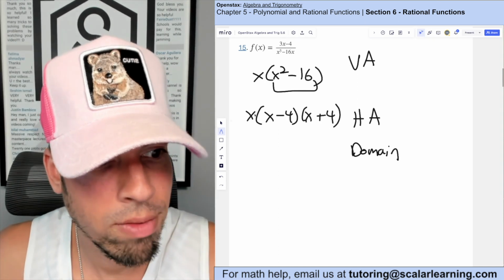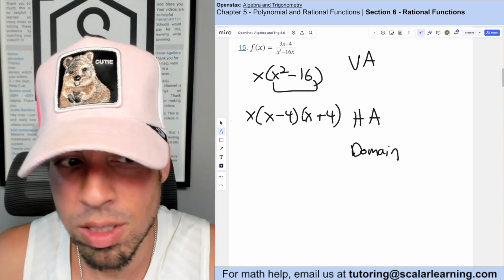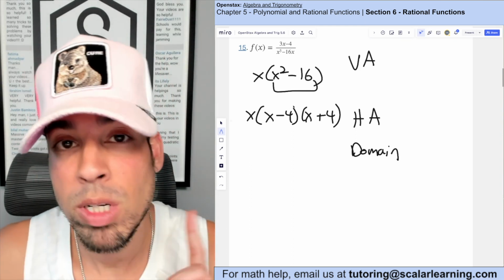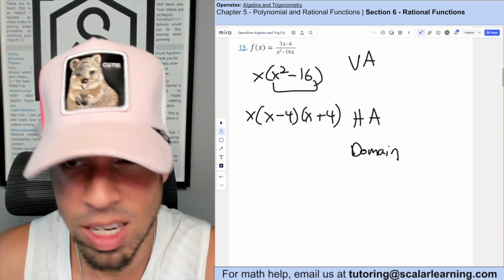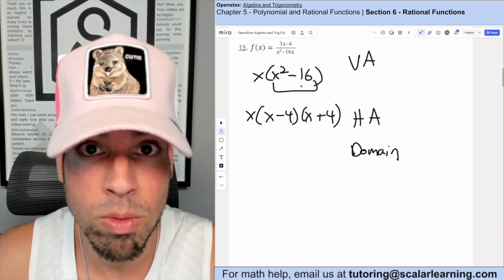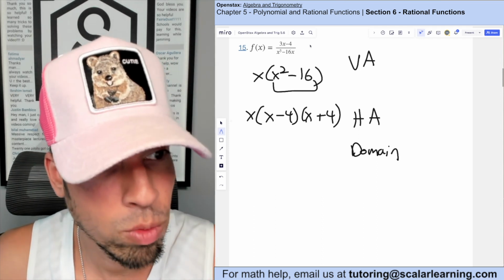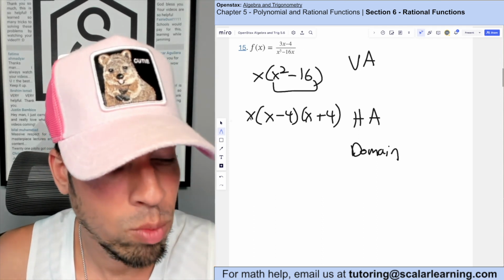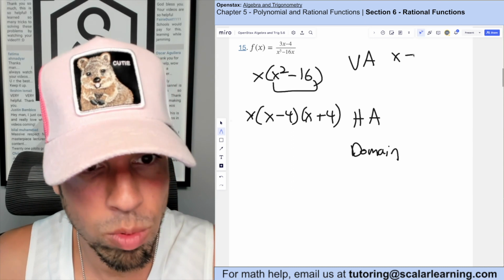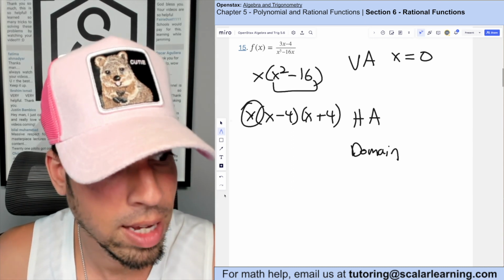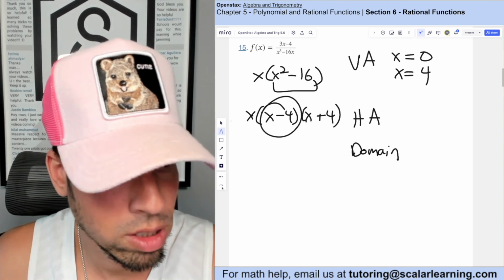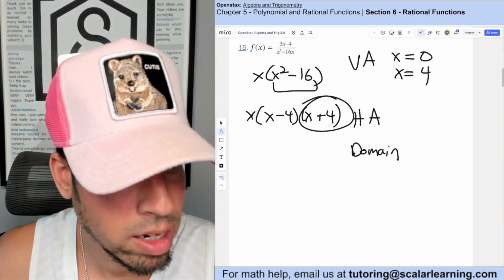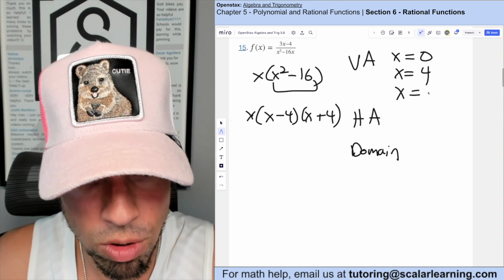All right, now we have 3 different spots where this thing is going to 0 out, right? And by the way, we do have to check with the numerator. If the numerator is factorable and something cancels out, then it's no longer a vertical asymptote. But we don't have that situation here, so we don't have to worry about the numerator. And where is it going to 0 out? When x equals 0, right? That's going to 0 the whole thing out. When x equals 4, that's going to 0 this out. And then when x equals -4, so there are 3 vertical asymptotes.